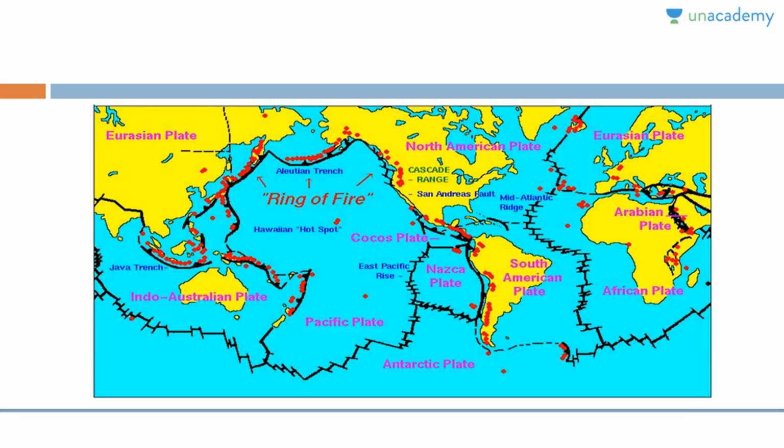In this figure, you may see all types of major plates and some minor plates. So we have Eurasian plate, Indo-Australian plate, Pacific plate, North American plate, South American plate, Eurasian plate, and African plate. Apart from this, you may see Cocos plate and Nazca plate, which are minor plates.